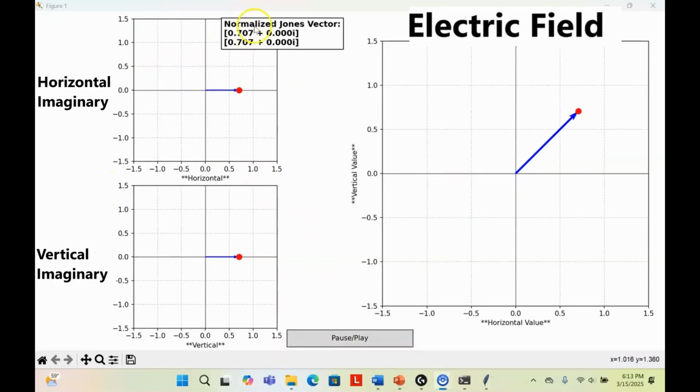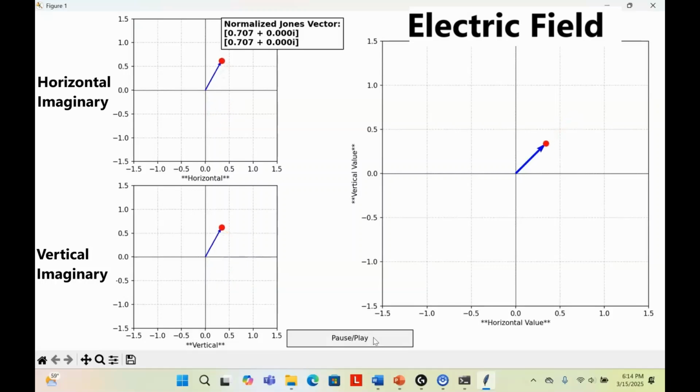This Jones vector, 0.707, 0.707, represents diagonally polarized light. Now, both horizontal and vertical components of the Jones vector are present and oscillate in phase. At time t equals 0, the projection onto the horizontal axis is 0.707, and the projection onto the vertical axis is 0.707. The electric field vector is 0.707 in the horizontal direction and 0.707 in the vertical direction. Since both oscillate together, the projections combine to form a diagonal oscillation.